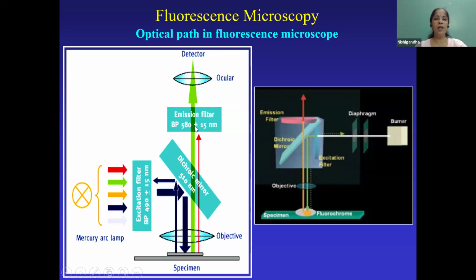So these are the bandpass filters. Suppose you have more than one fluorescence, then you can actually split that, or you take the one which you have selected. Say in this case, the green is passed through.